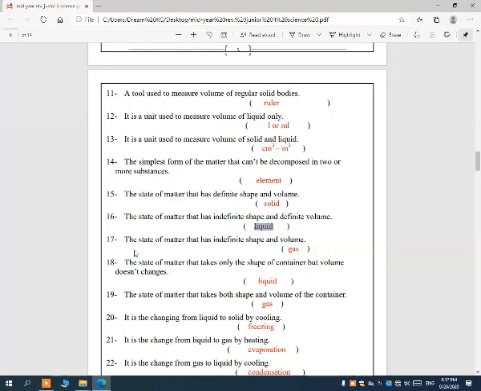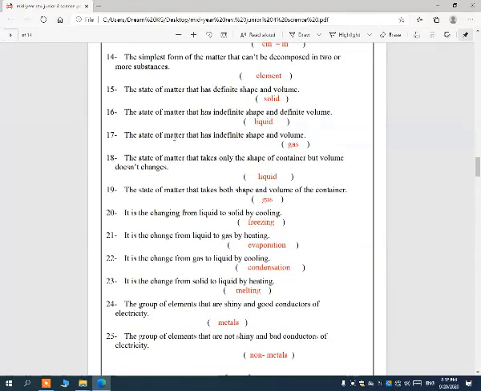Number 17. State of matter that has indefinite shape and volume. Indefinite. It will be gas. Indefinite shape, indefinite volume: gas.